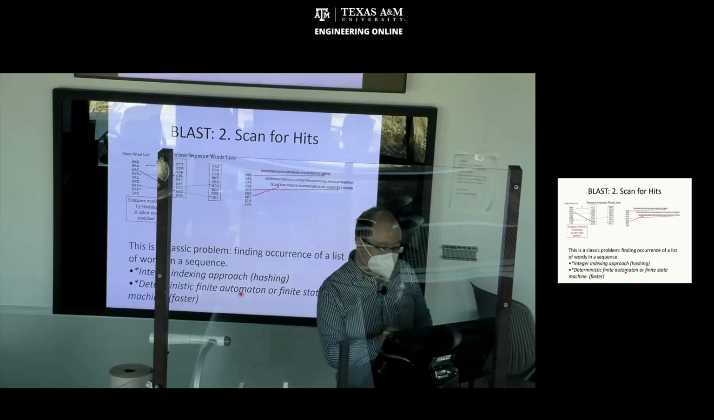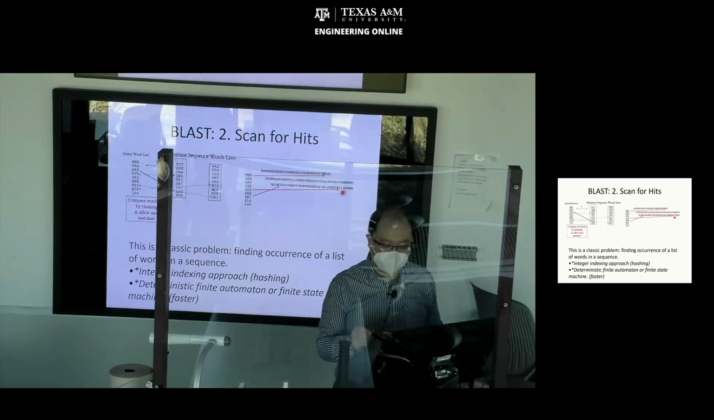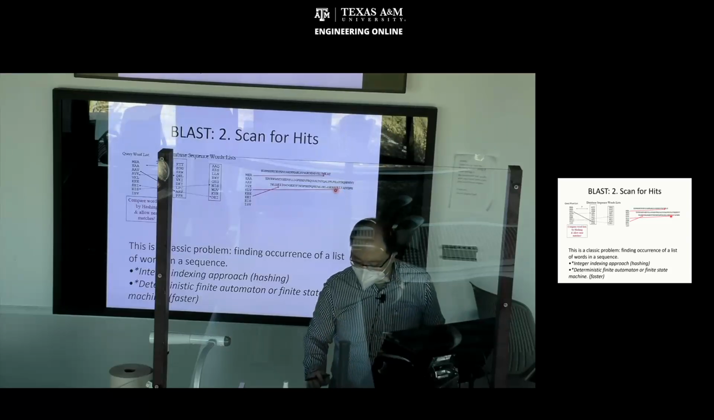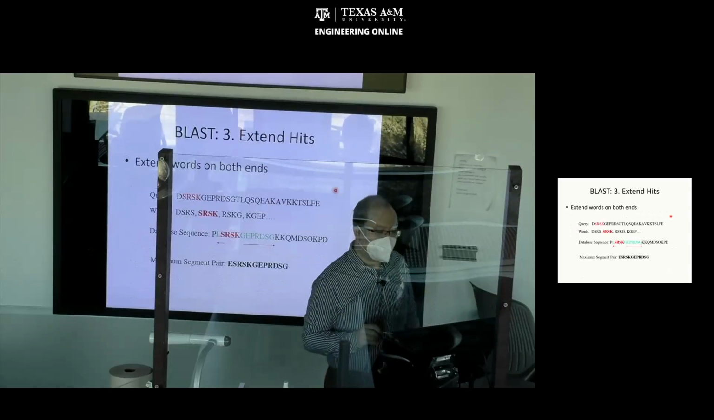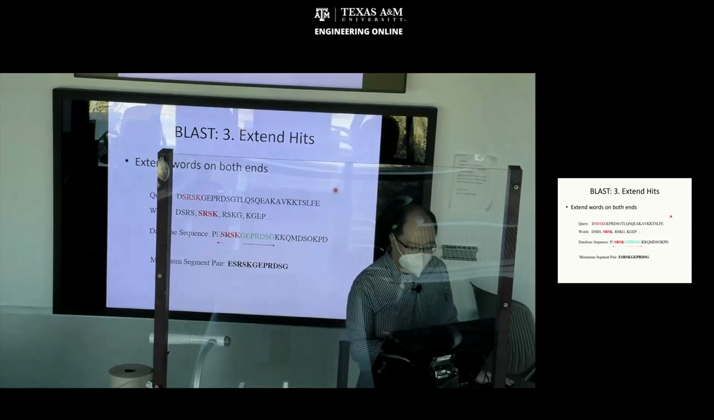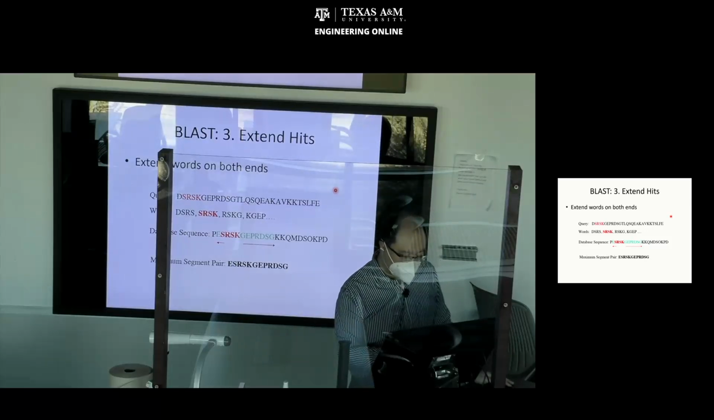Once you figured out that these query words do have hits in the template sequences, then what you need is to grow these short words into longer and longer regions, right? This is called hit extension. So you want to extend these words on both sides. For instance, you may have a 4-letter word, SRSK, being shared between the query words and the database words, and this is a sequence from the database that contains that query word.